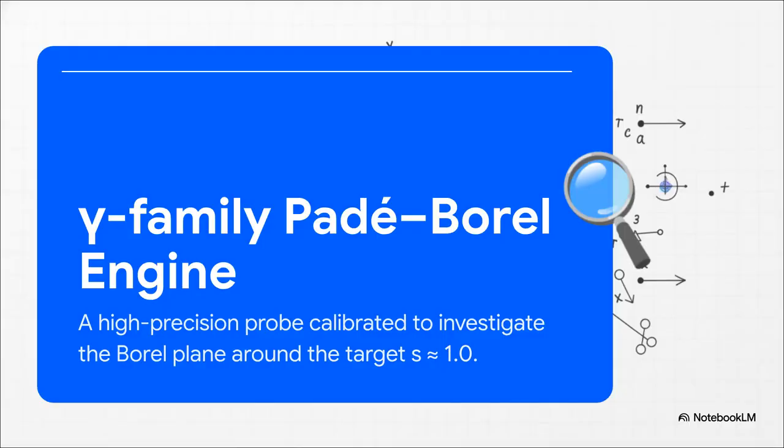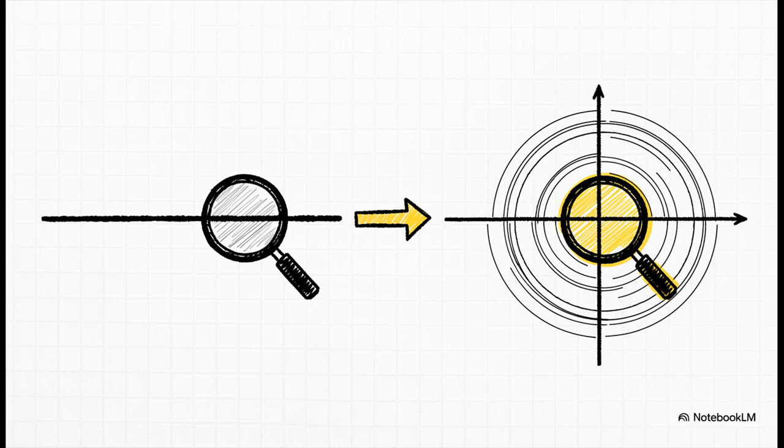So let's meet our lead detective for this complex plane investigation. It's the battle-tested Gamma Family Pade-Borel engine. We know this tool well. It's been calibrated with just extreme precision, right? Using parameters that map our search target right to S equals 1.0 in the Borel plane. This is the exact tool that built that whole real axis atlas, and now it's getting repurposed for an off-axis search. And this is the crucial leap in paper 25.